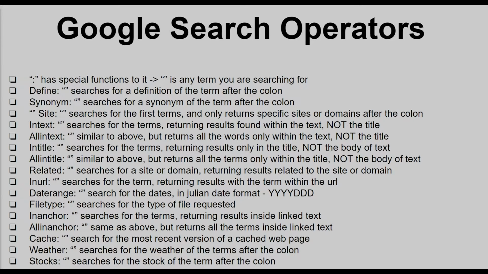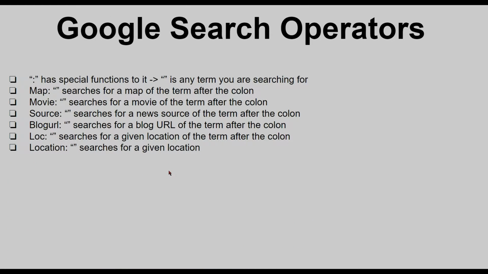All right, and a few more. There is map. If you want to look for the map of a certain place, you can do map, and it should hopefully return the map of that location. Movie, search for movies. That one's maybe a bit more overkill because movies are pretty general. And then source might be a bit weird too, but it should search for a news source with that term, hopefully bringing results that are maybe more trustworthy, like news blogs or articles, etc. And then same thing with blog URL.